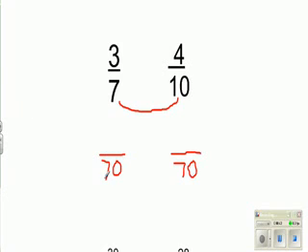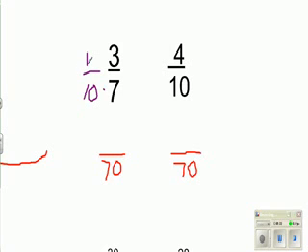What did you do to get the 70ths when you were starting off with sevenths? Well, what you did was you multiplied your 7 by the 10. And what you do to the denominator, you have to do to the numerator. So let's do that. Let's multiply the denominator by 10, but also the numerator. We know this is legal to do. We're not changing the value of 3/7 because we're just multiplying by 1.